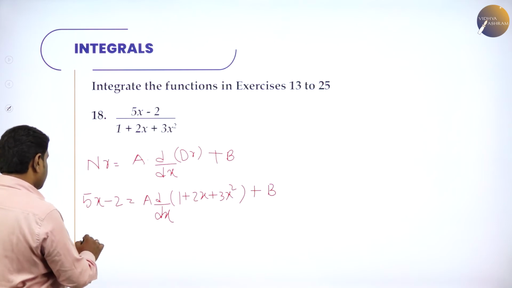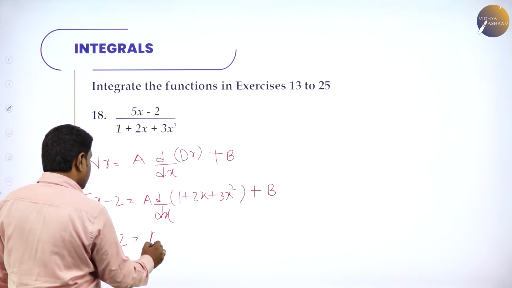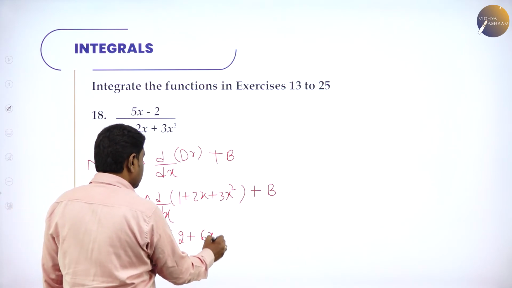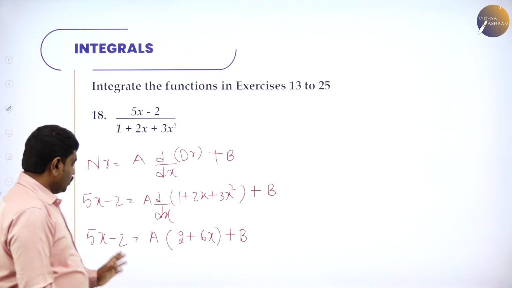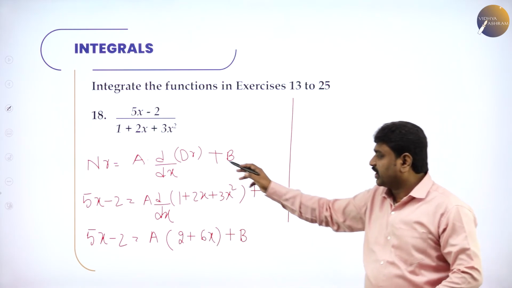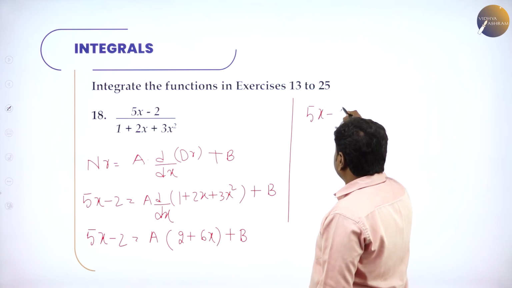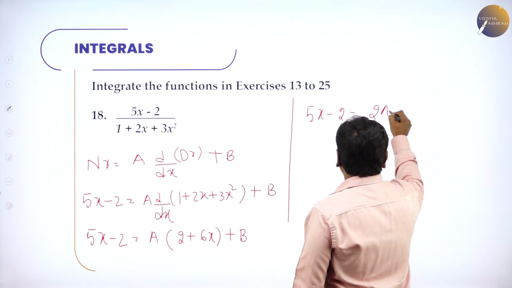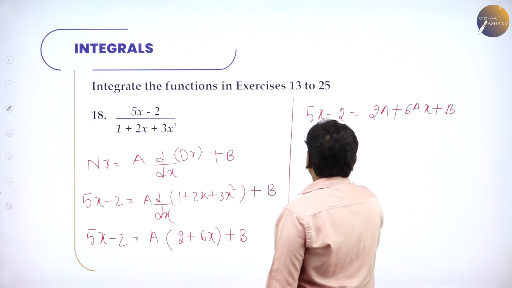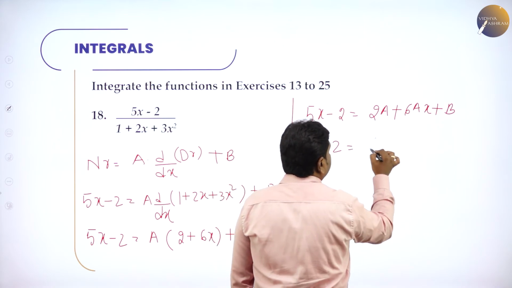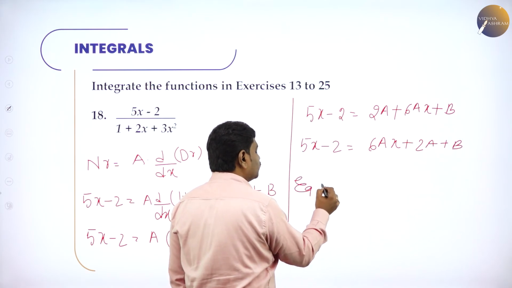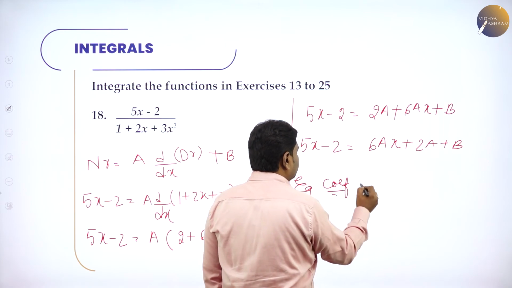That is, 5x minus 2 is equal to a into, what is the derivative of 1? 0. The derivative of 2x is 2, the derivative of 3x square is 6x, plus b. Now I wrote the numerator as a into the derivative of the denominator plus b. This is the standard form. So 5x minus 2 is equal to, multiplying this, 6a x plus 2a plus b. Now group the terms. I'll write the x terms on one side. The x term is only 6ax, and the constant is 2a plus b. Now equate the coefficients of x on both sides.